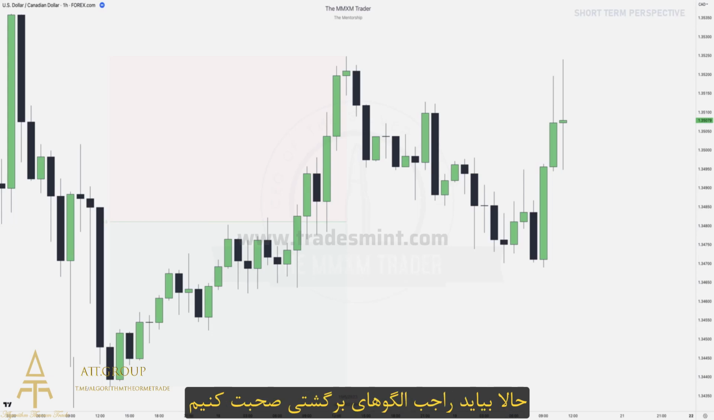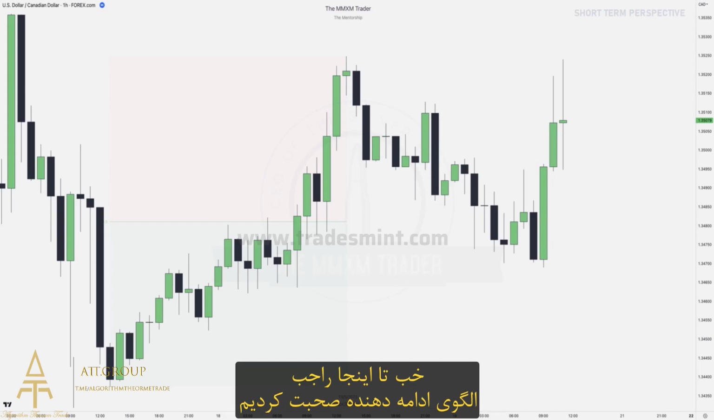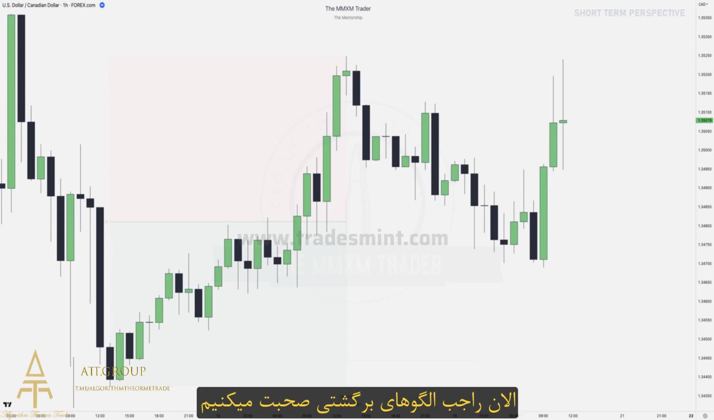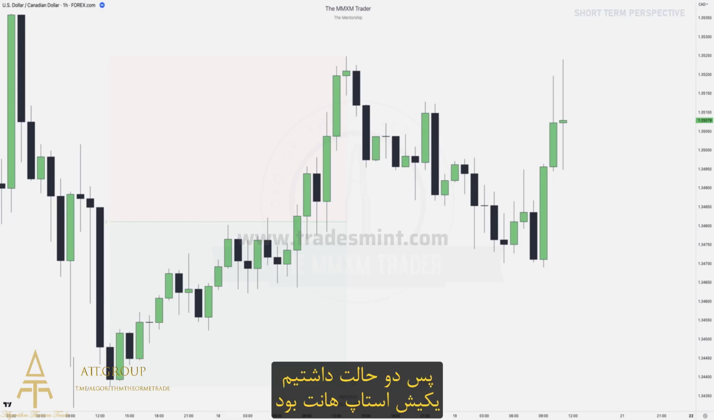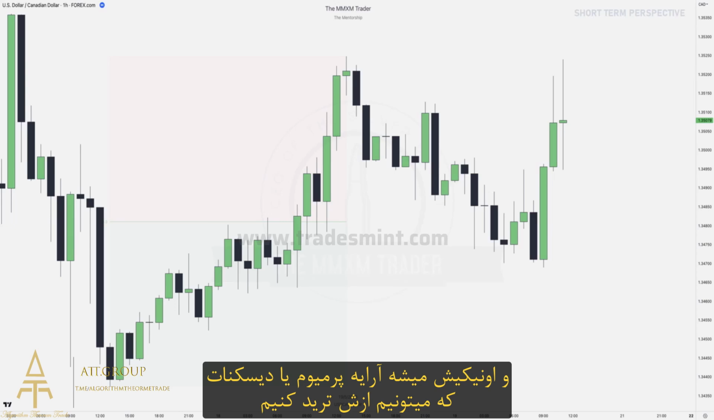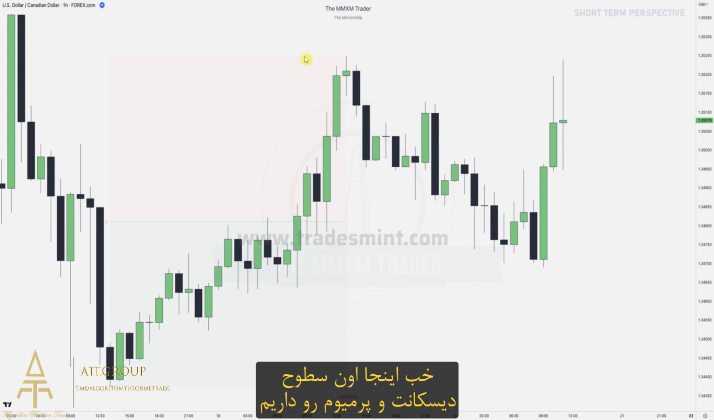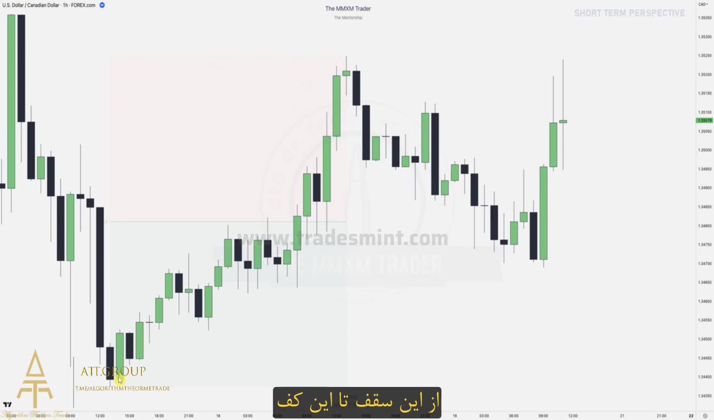Now let's talk about reversal patterns, right? So we have continuation pattern, and now we're going to talk about that reversal pattern. So again, two things you can have. You have that stop hunt, right? And then we have a discount or premium array where we can base our trade idea from. So over here, we've got our discount and premium levels, right? From this high down to this low.